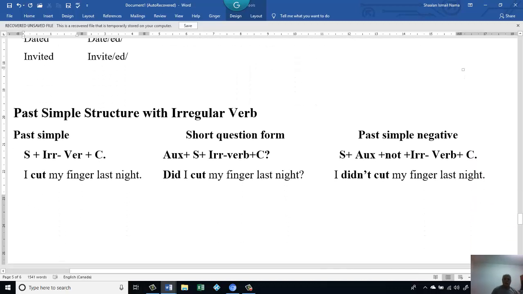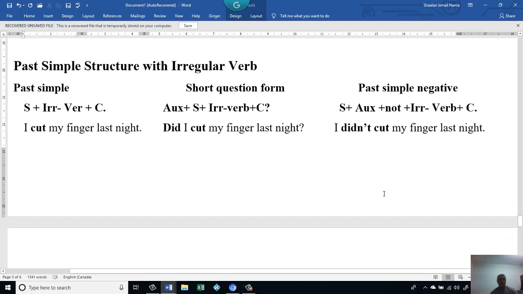How to structure our sentences with irregular verbs? The easy way to do it, for example, if we don't know whether our verb is regular or irregular, we said the trick, we use did. But let's say here I have this sentence.